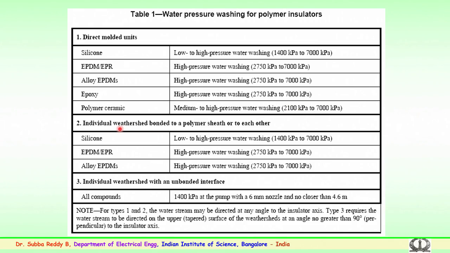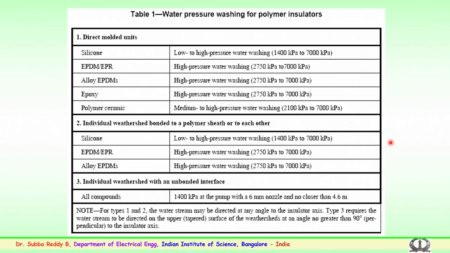So, for individual weather sheds bonded to a polymer sheath or to each other, here again different methods are followed. For silicone rubber, low to high pressure water washing with 1400 kilopascals to 7000 is employed. For EPDM or EPR, high pressure water washing, again like the previous methods, 2750 to 7000 kilopascals is used. Similarly for alloy EPDMs, high pressure water washing is normally followed.